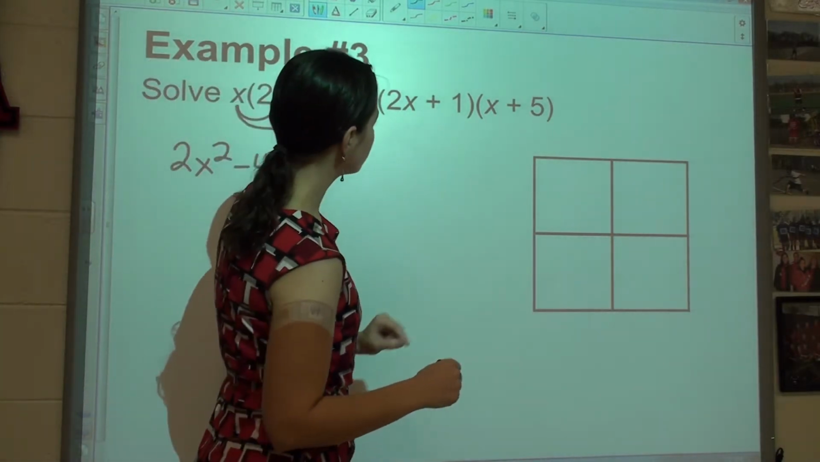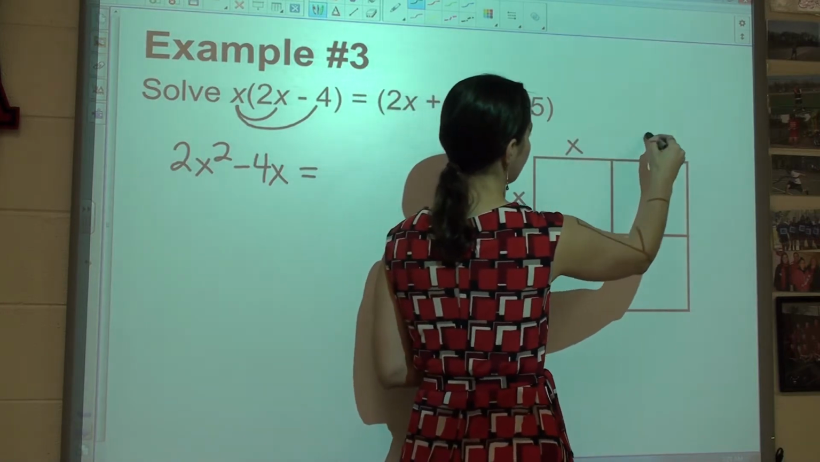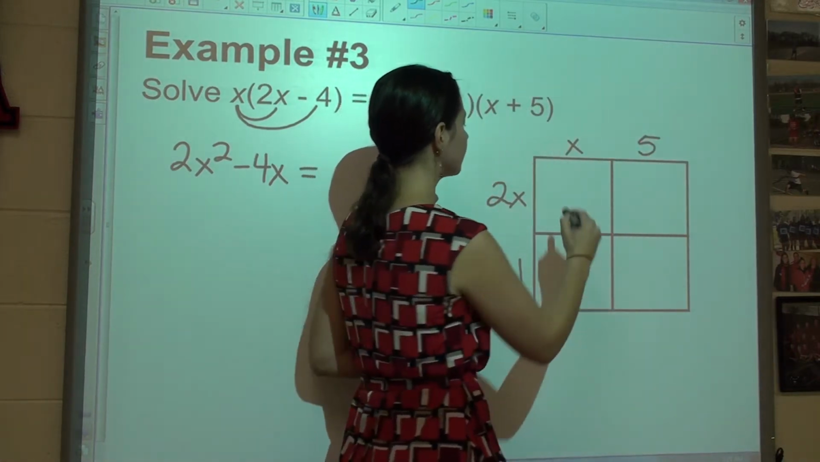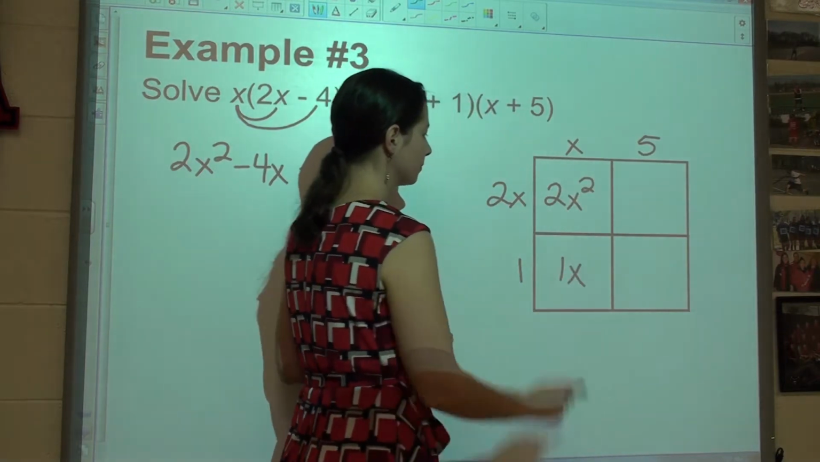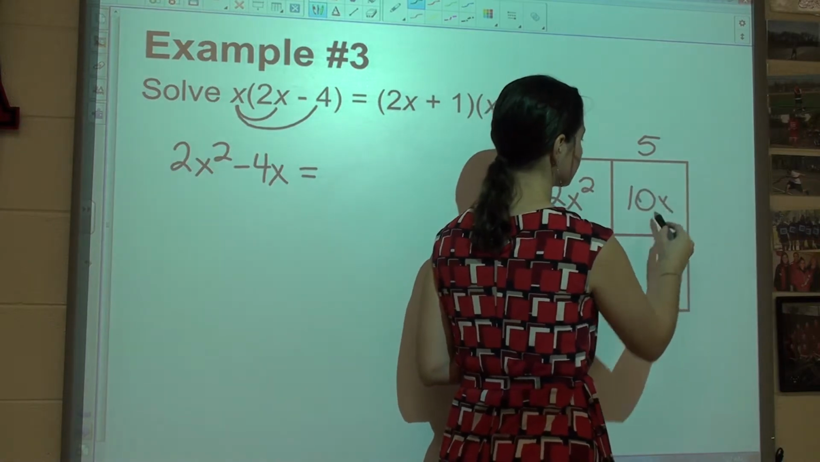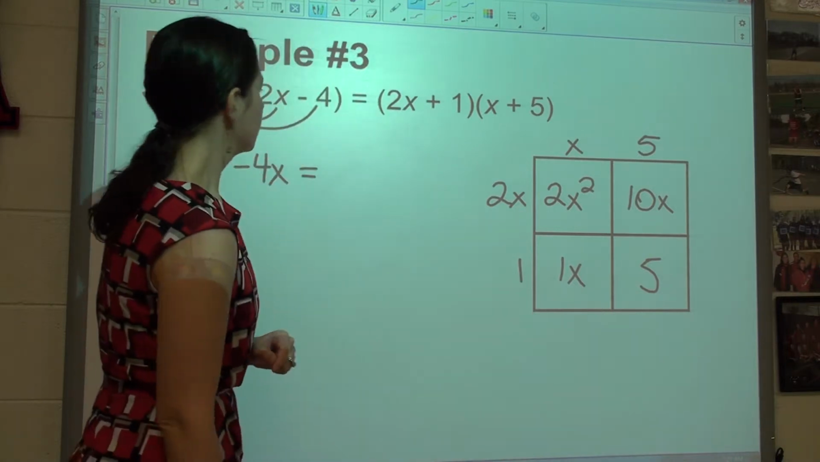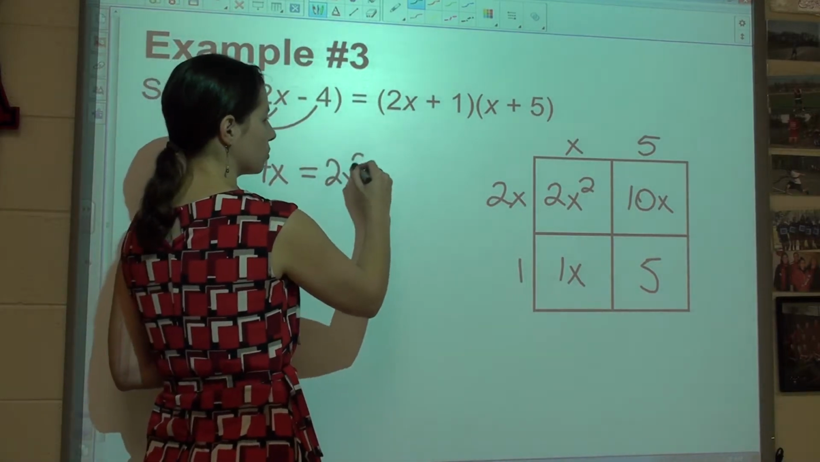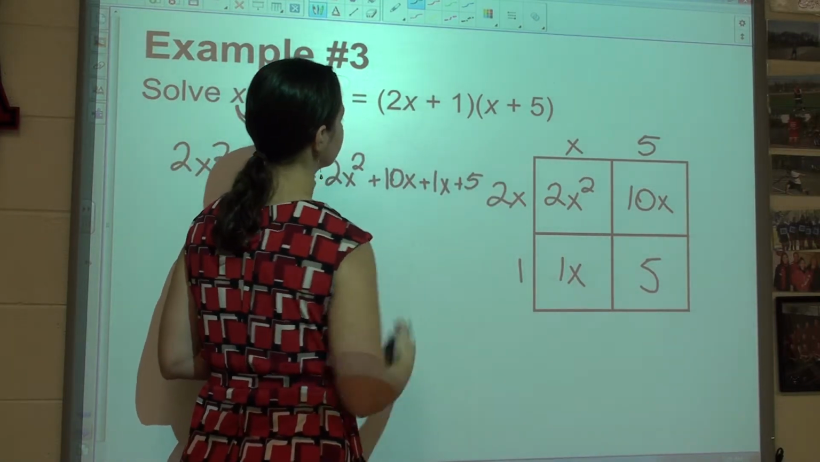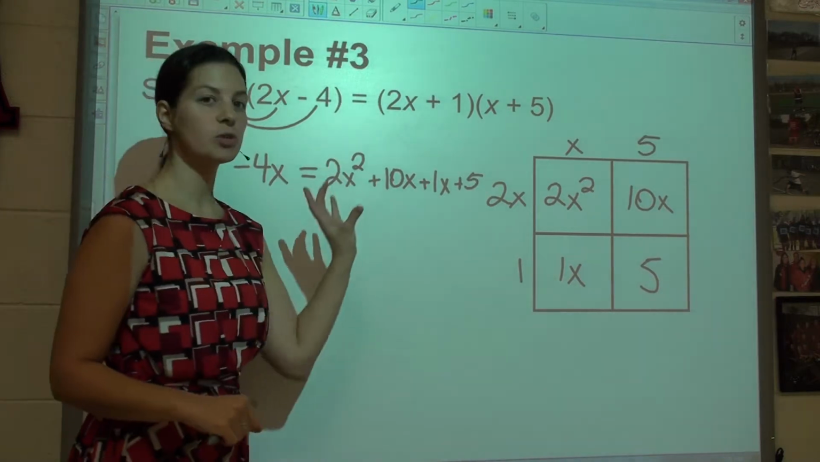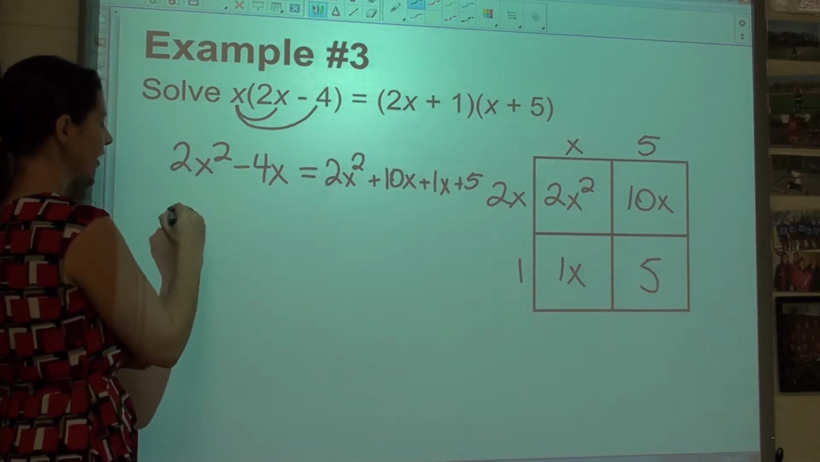I'm going to use the rectangle just so we have some examples. So I got 2x, and I have 1, and I have x, and I have 5. 2x times x is 2x squared. 1 times x is 1x. 2x times 5 is 10x. And then 1 times 5 is 5. So I have 2x squared plus 10x plus 1x plus 5. When I combine my like terms, which is always what you do first when solving an equation, 10x plus 1x will give me 11x, so I'm going to bring everything else down.